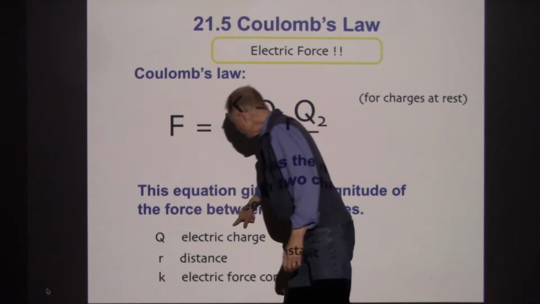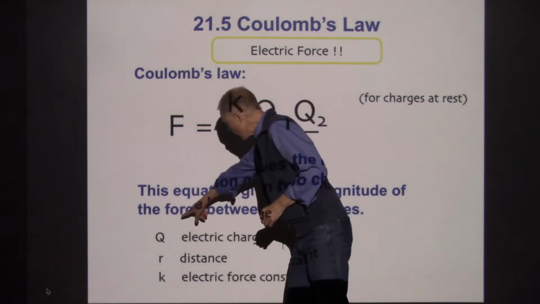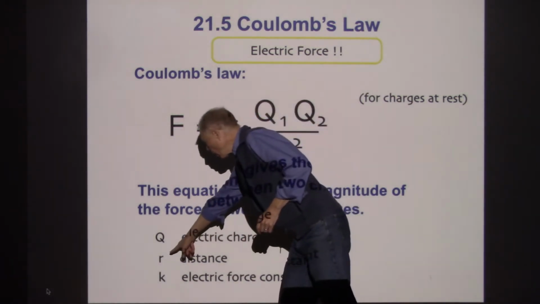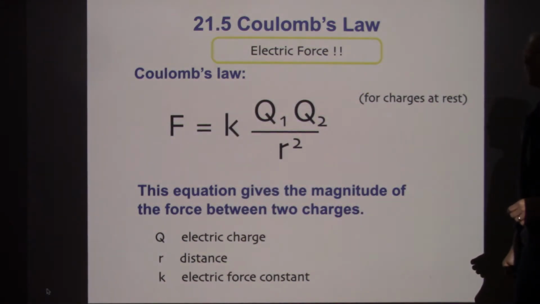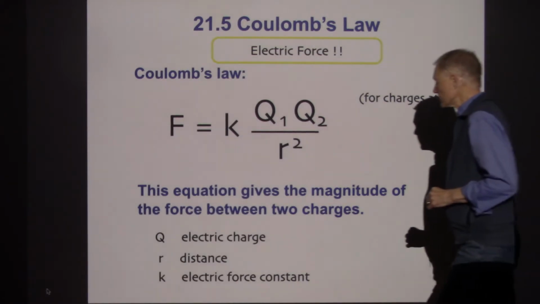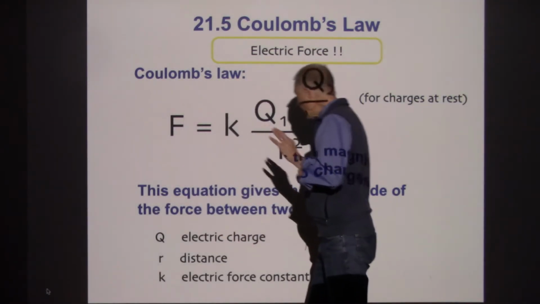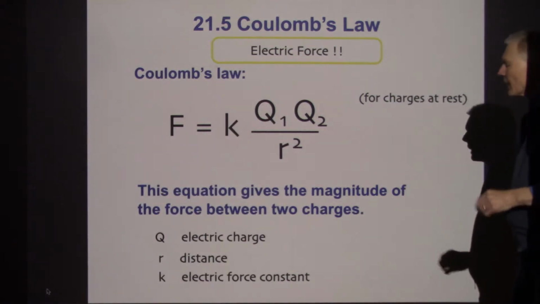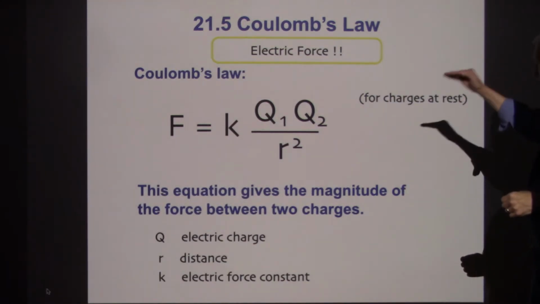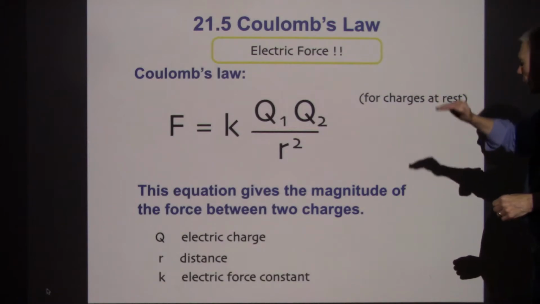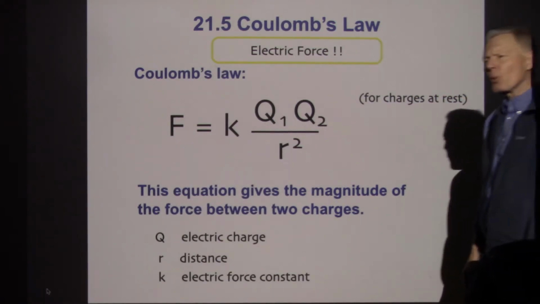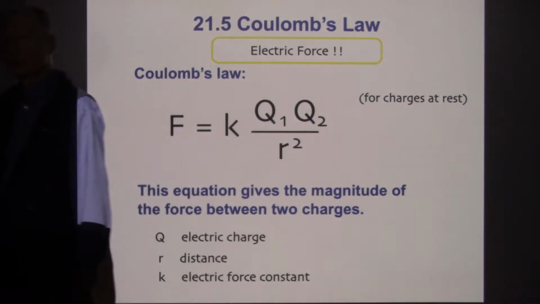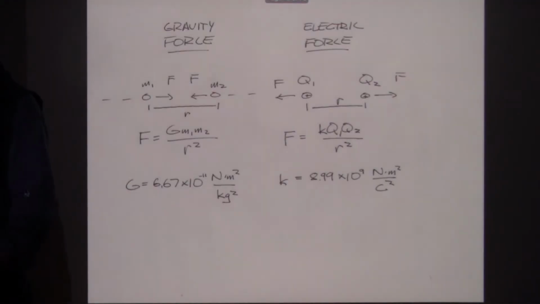Again, we have the electric/magnetic charge. That's going to be represented with Q. R is easy to keep track of because R is the first letter in distance, right? Oh, maybe not. Anyway, little r is distance. And then k is the electric/magnetic force constant. And for now, we don't have to think magnetic. So electric charge, distance, electric force constant. That's the formula. Where have we seen that formula before? Does that look familiar at all?